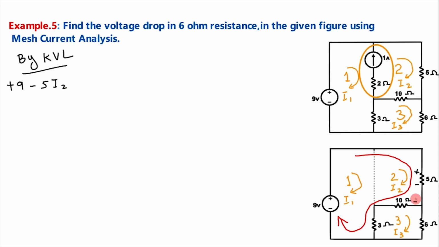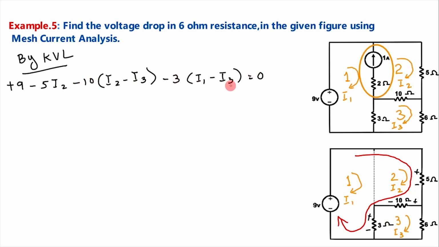Current is entering here and leaving here. So minus 10, and as we are in mesh 2, we will write the current as I2 minus I3. Then coming here, this super mesh current flow is like this. It is entering here, leaving here. So here also a voltage drop, that is minus 3 into I1 minus I3, which is equal to 0.